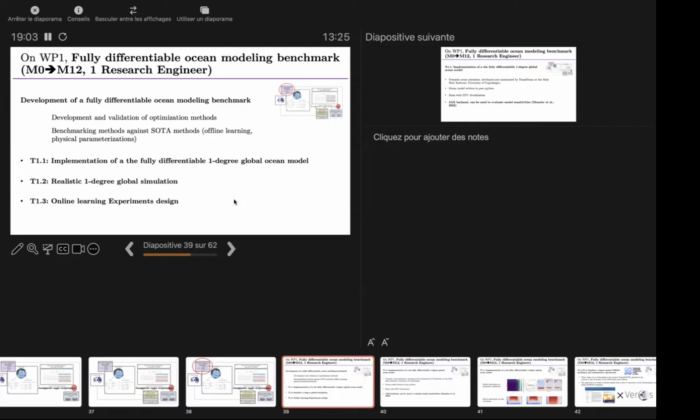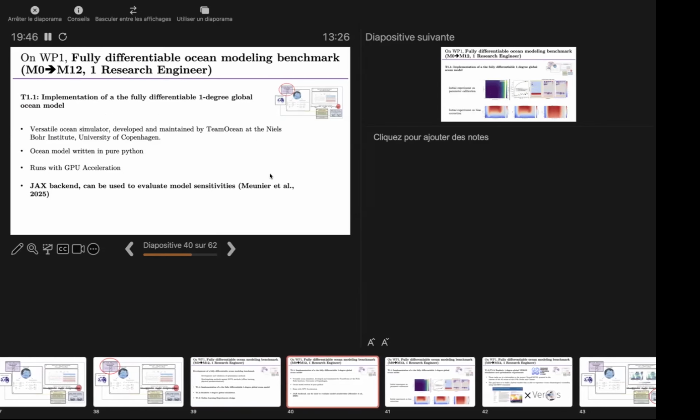We separated the work in this work package into 3 main tasks. The first task is the implementation of a fully differentiable 1-degree global ocean model. The second task is to build a realistic 1-degree global configuration, with the correct forcings and realistic bathymetry, things like that. And task number 3 is to design an online learning experiment on this realistic 1-degree global configuration. Here there will be some technical choices about the training observables, the reanalysis, or the climatology dataset that will be used for the training. It's basically building the online learning experiment on its own.